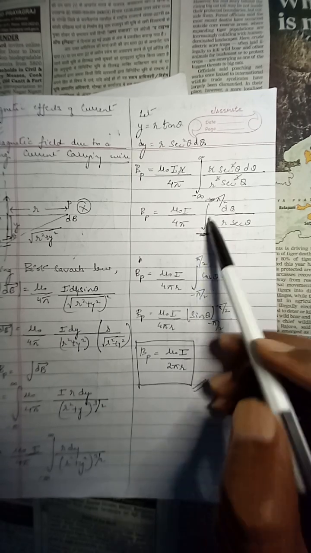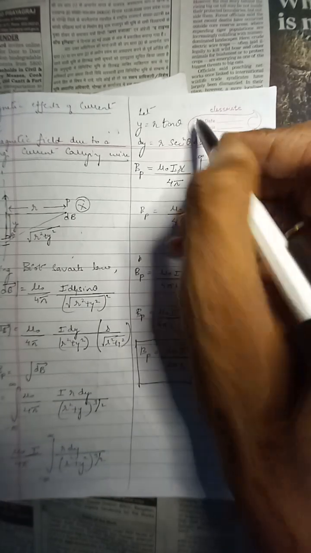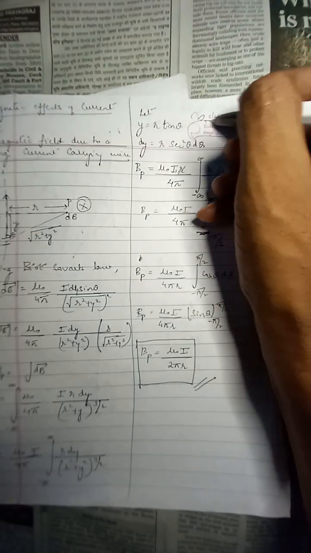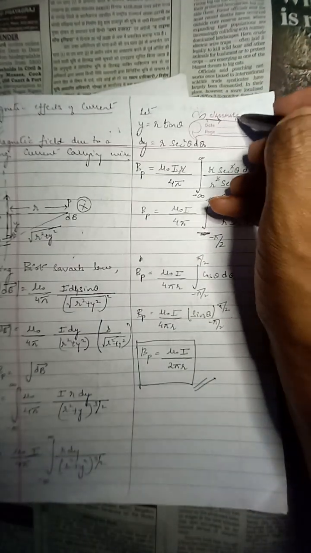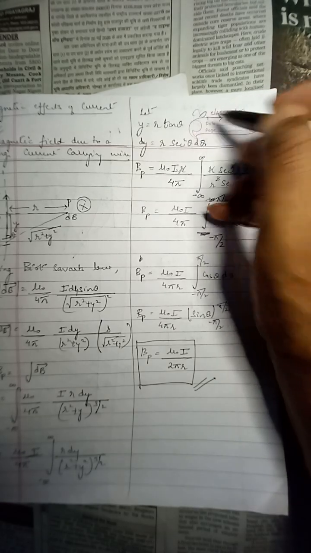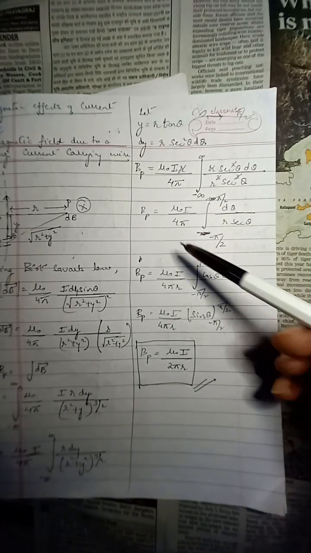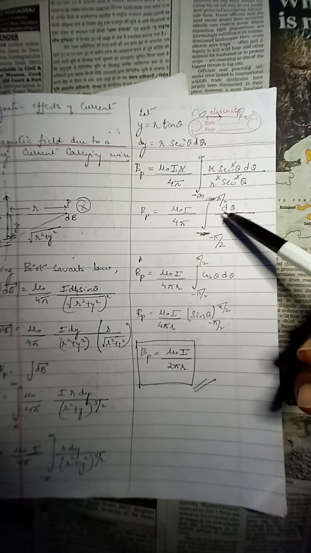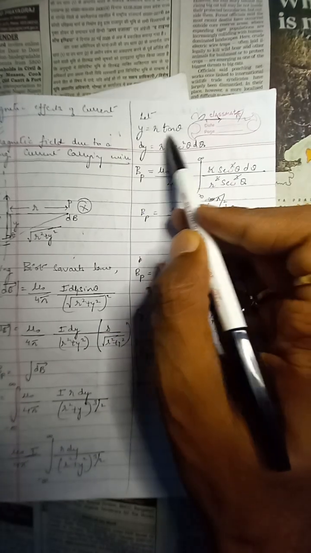How do we change the limits? If y is infinity, we know at what angle theta will be there, that is pi by 2. So for minus infinity it will be minus pi by 2. So for minus infinity the angle will be minus pi by 2, for infinity it will be pi by 2. You have to put the limits here.